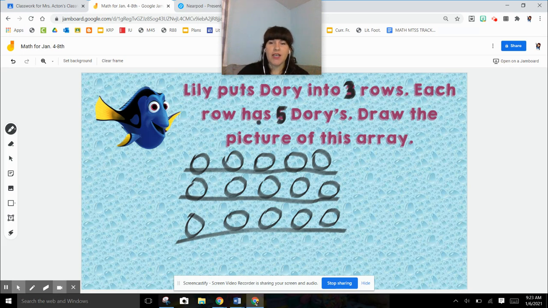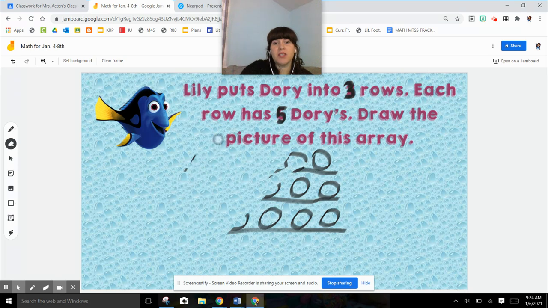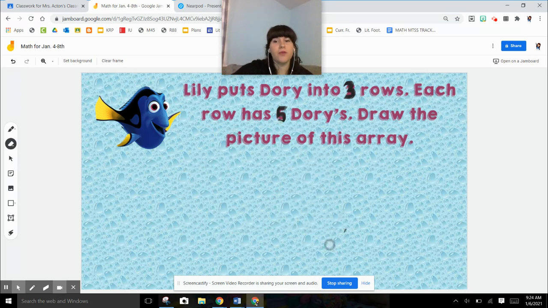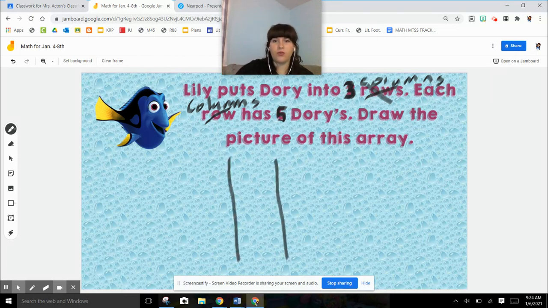Now, don't forget, if maybe our equation looks something like this, because sometimes it doesn't say to put your objects in rows. Sometimes it'll tell you to put your objects in, what's that other word? Yeah, columns. Sometimes it tells you to put it into columns. So if we were doing 3 columns, gotta change that one too. And that means we would have 1, 2, 3 columns, because columns go up and down. And then we would put 5 in each column.